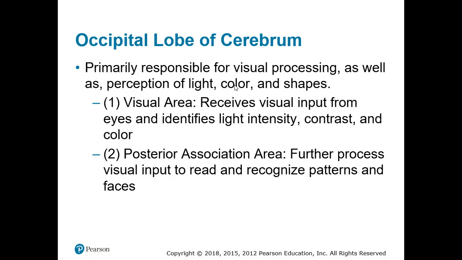Next, we're going to go to our occipital lobe. The occipital lobe is the very posterior part of our brain. This is primarily responsible for any visual processing as well as perception of light, color, and shapes. So we have two major areas here. The first one is our visual area, so exactly what it sounds like, vision. This is going to receive visual inputs from our eyes. It identifies light intensity, contrast, and different colors.